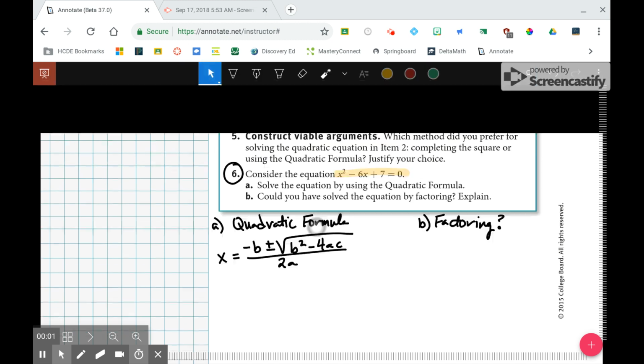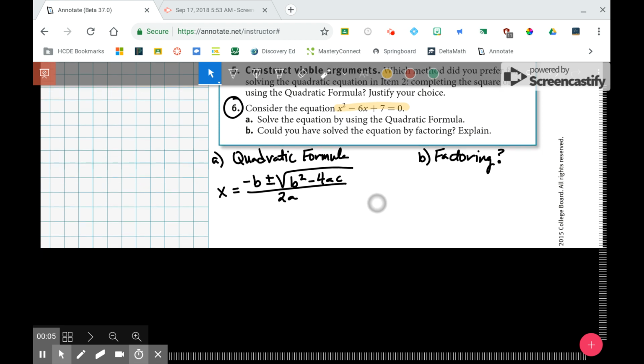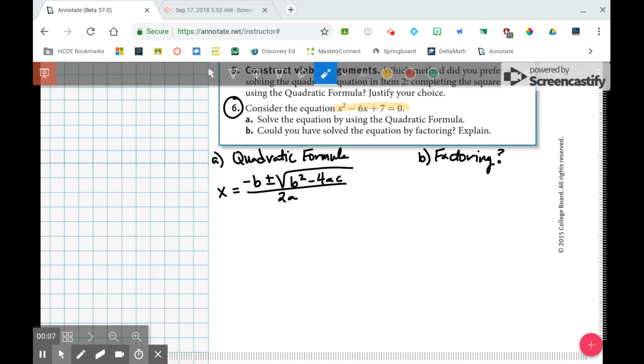So we're still on page 142. We're in the check your understanding box, looking at number 6. So we're going to consider this equation: x squared minus 6x plus 7 equals 0. So you're going to help me solve this one.